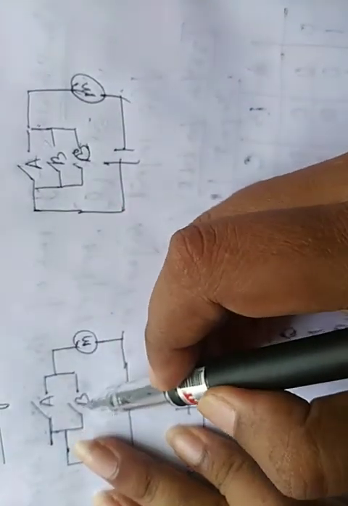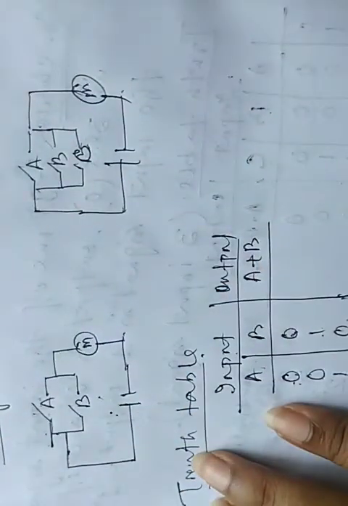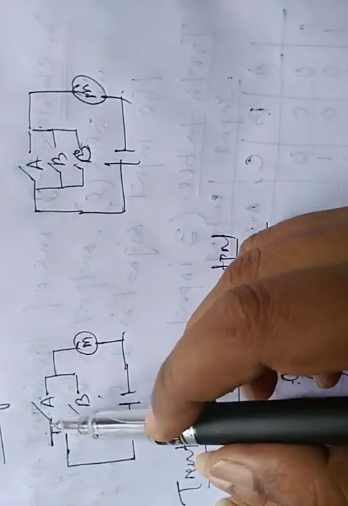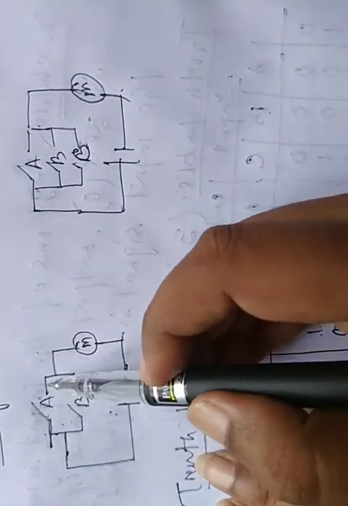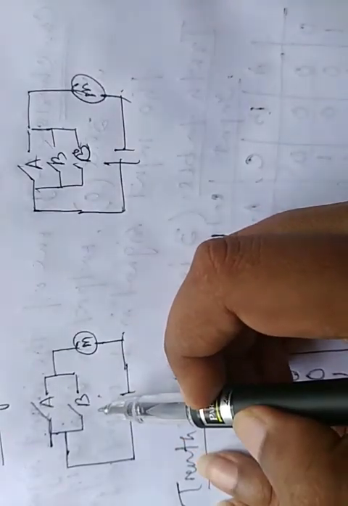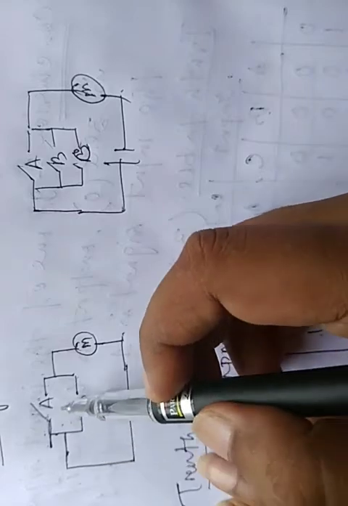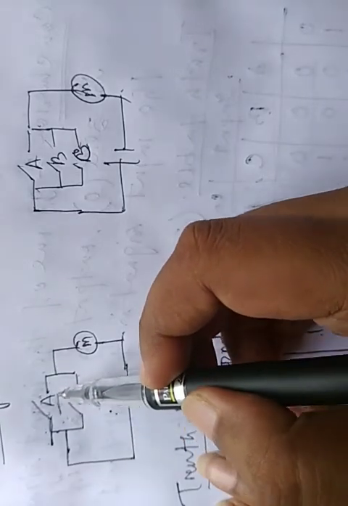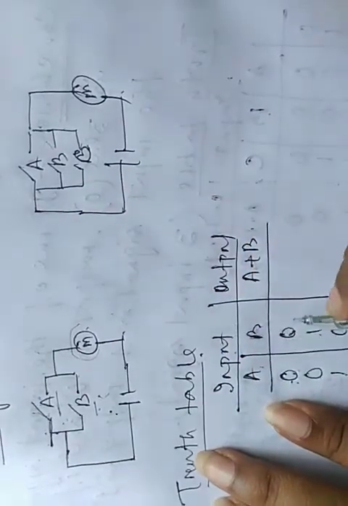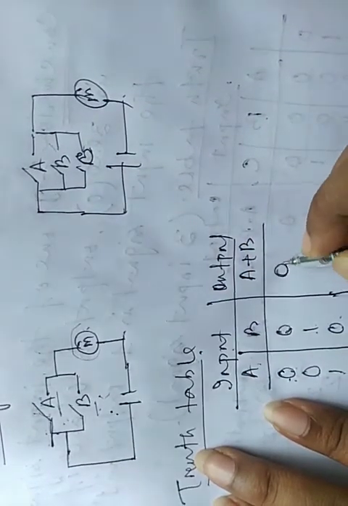So both are open means the whole circuit is a disconnected circuit. Current cannot flow through. There are two ways, one on the upper side and another on the lower side. But as both the switches are open, current cannot flow from this side and cannot flow from this side. So the bulb will not glow. So the output is 0. Clear? Second is 0 1.